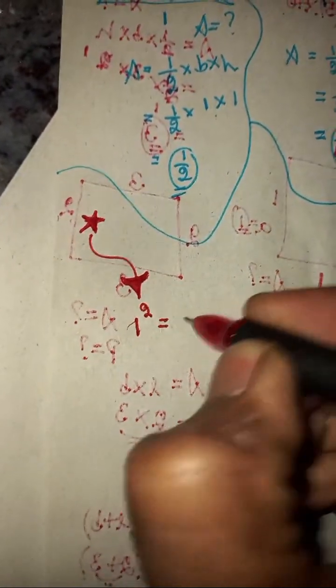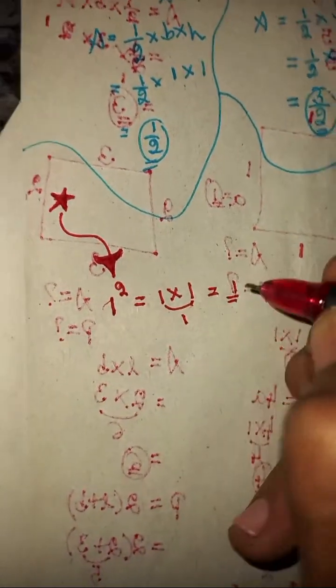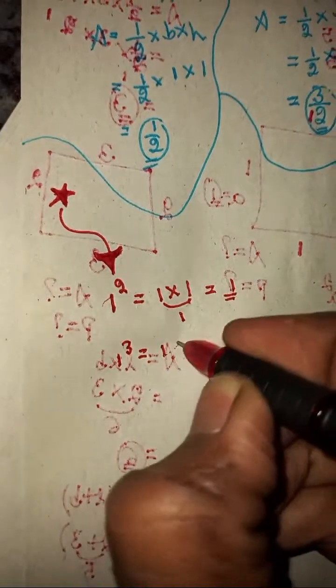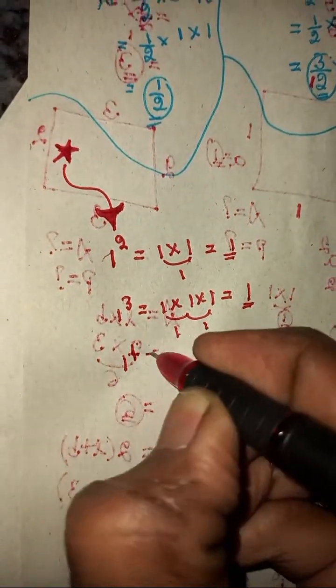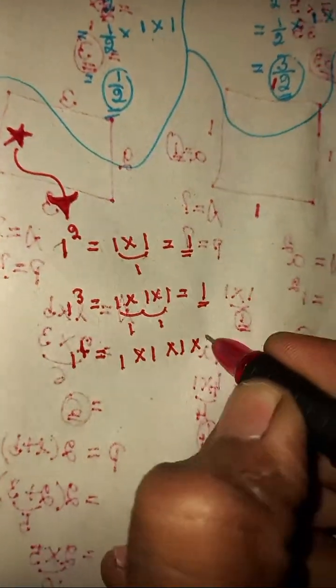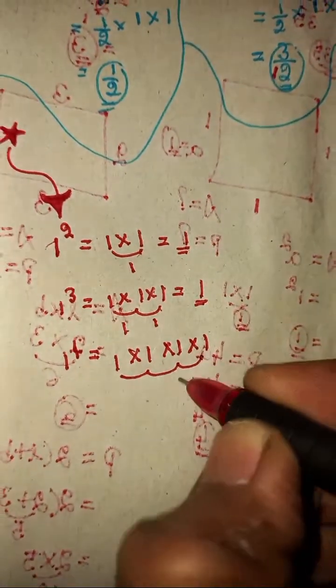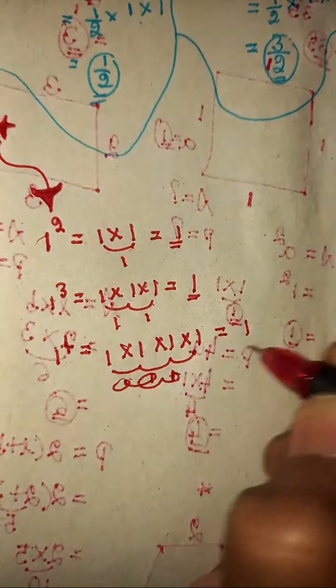Here I start by doing problems on powers. Let's start this. 1 square means 1 times 1, which remains as 1. And 1 cube means 1 times 1 times 1, which also remains as 1. If you take 1 power of 4, it can be written as 1 times 1 times 1 times 1. After multiplying all, it still remains as just 1.